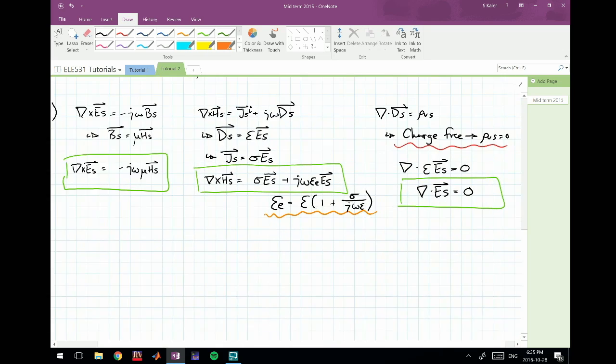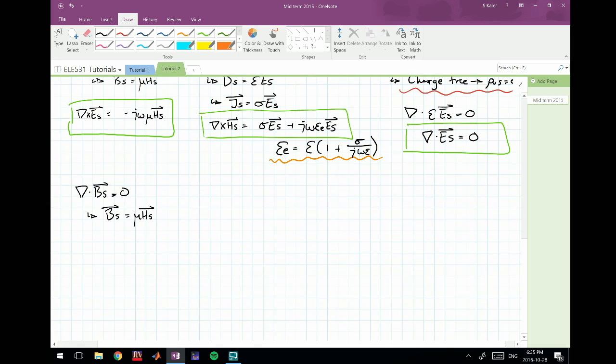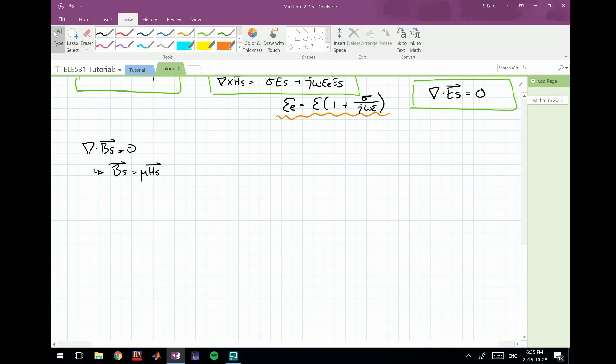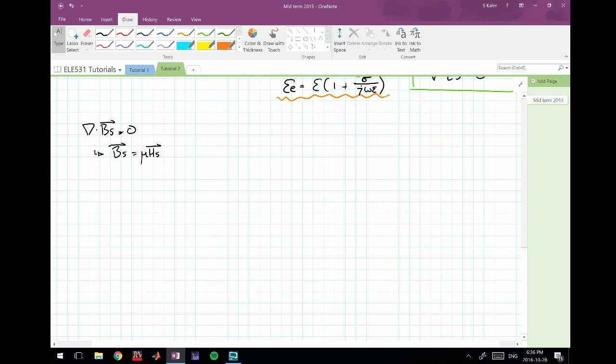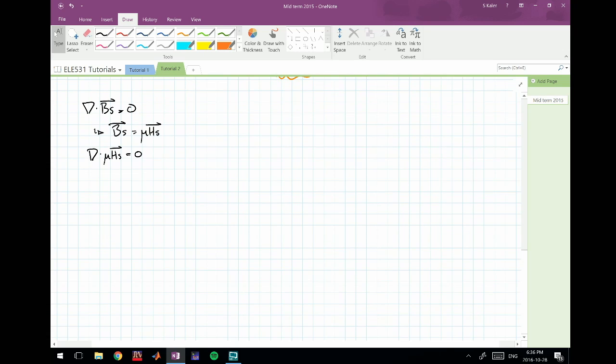Okay, and now we have one more, which is probably the easiest one, the divergence of Bs equals 0. B equals mu H, so Bs equals mu Hs. Same thing applies, because it's linear region, we assume that mu is constant with space, so we can divide that out once we substitute it in. So I get mu times the divergence of Hs equals 0, and then I get the divergence of Hs equals 0. So, does that all make sense?